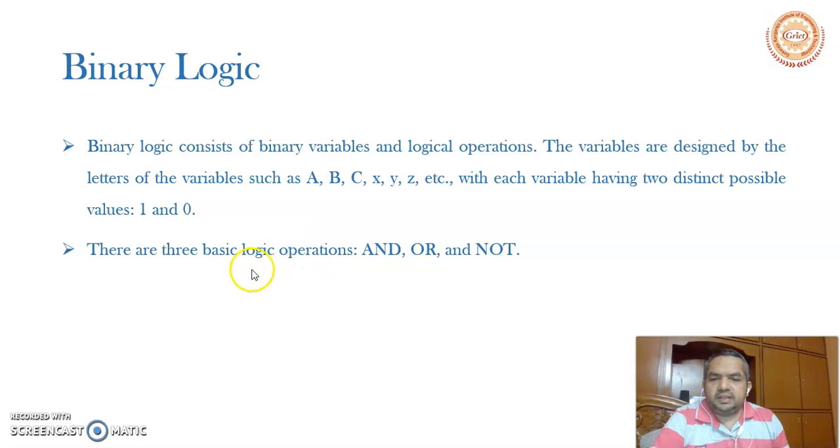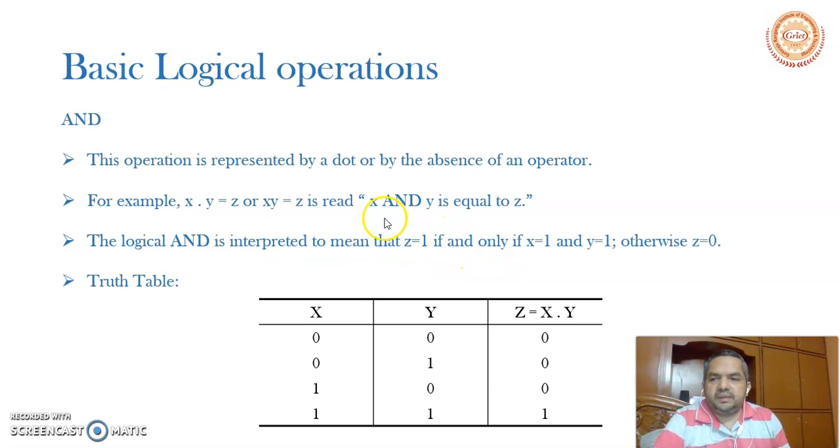There are three basic logic operations: AND operation, OR operation and NOT operation. The first operation is called the AND operation. Sometimes we use the words either basic logic operations or binary operations. All these operations are binary operations.